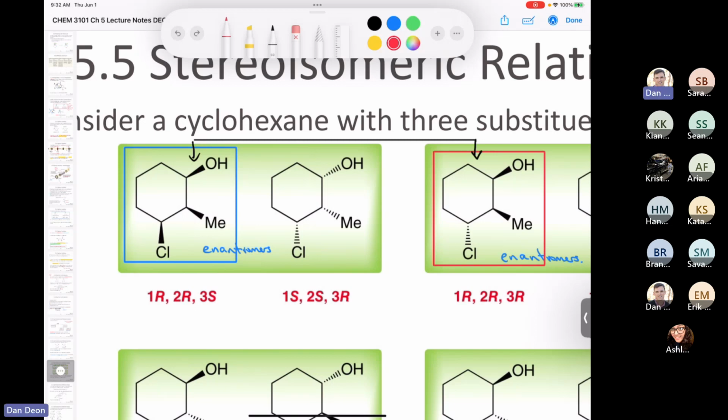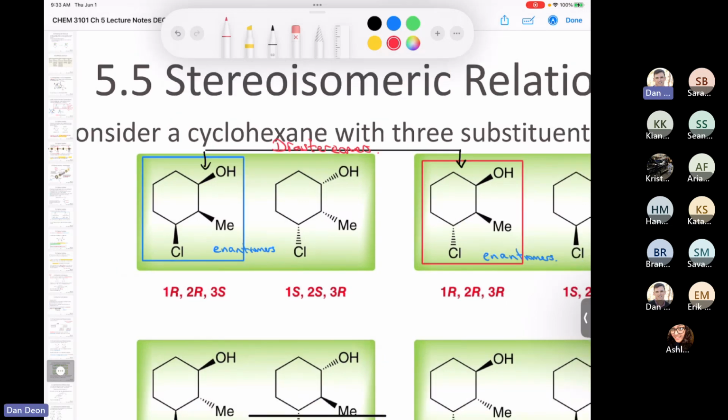What's the definition of these two compounds? They're diastereomers, aren't they? Exactly. These are diastereomers.